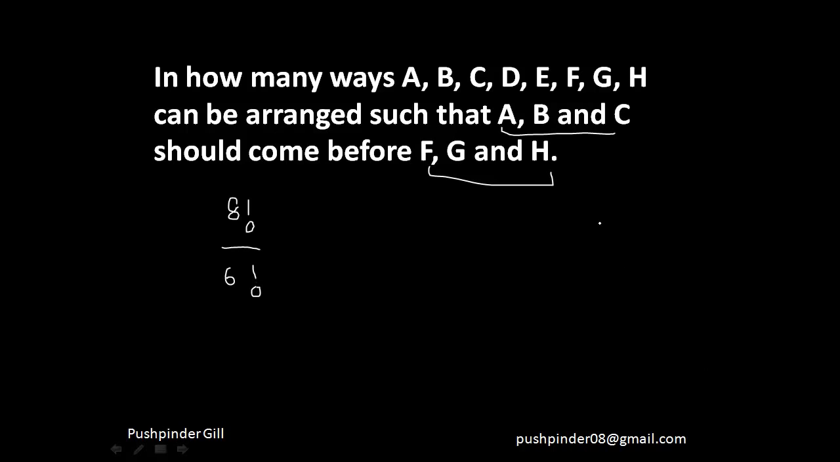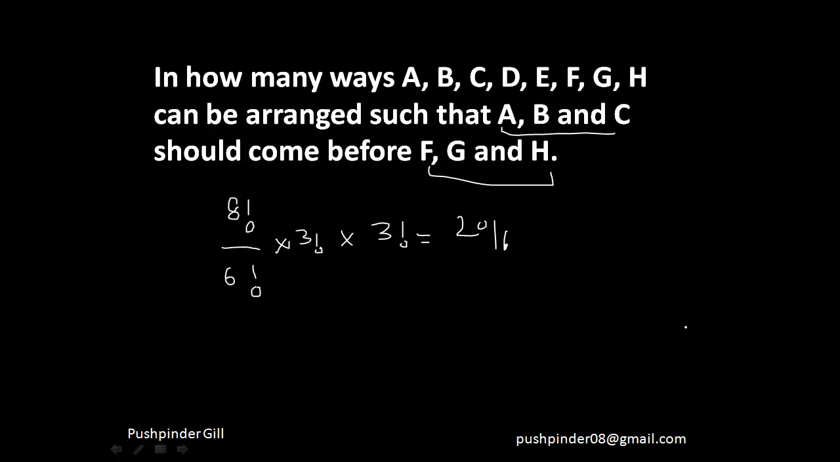However, I can't assume ABC to be identical and FGH to be identical among themselves. So ABC can arrange themselves in 3 factorial ways and FGH can arrange themselves in 3 factorial ways. So that will give me my answer as 2016 ways.